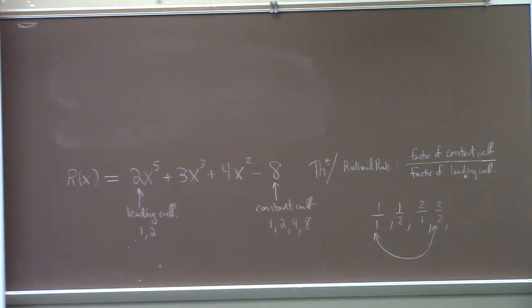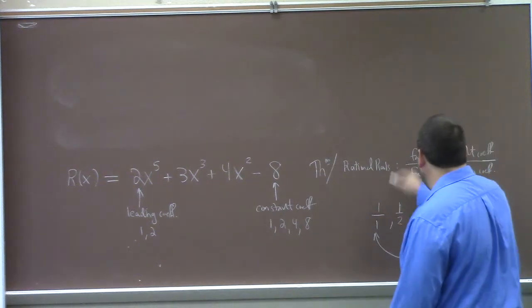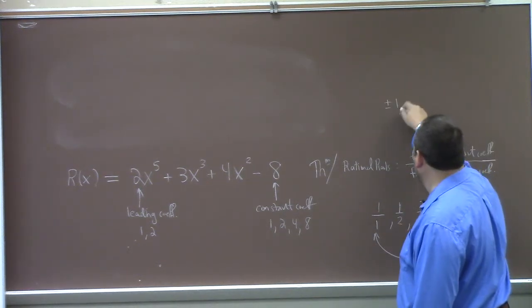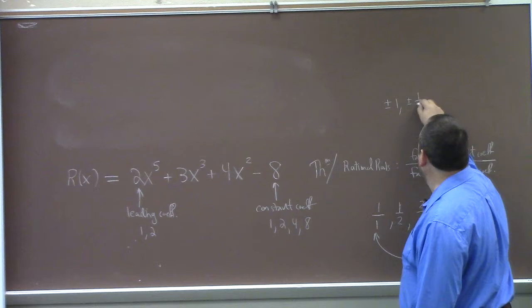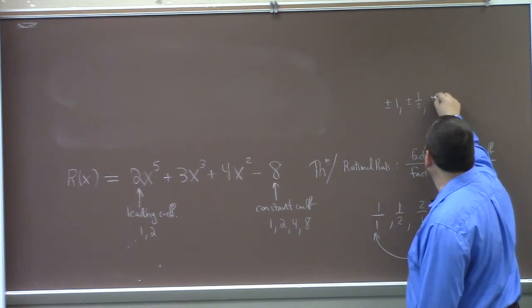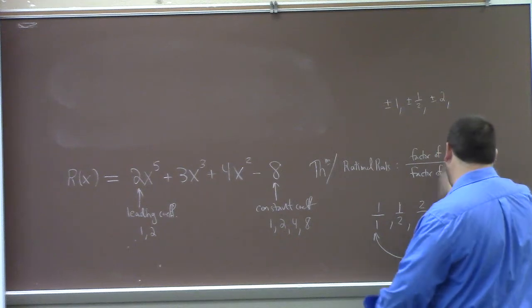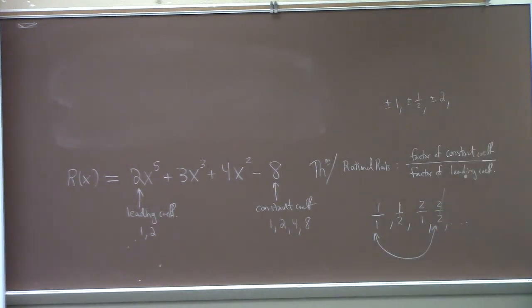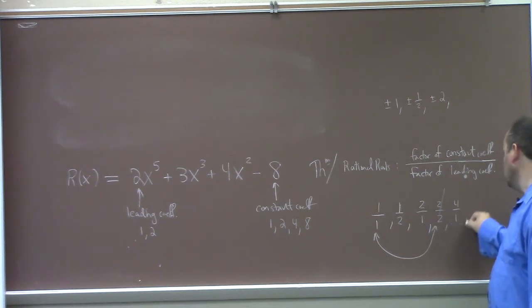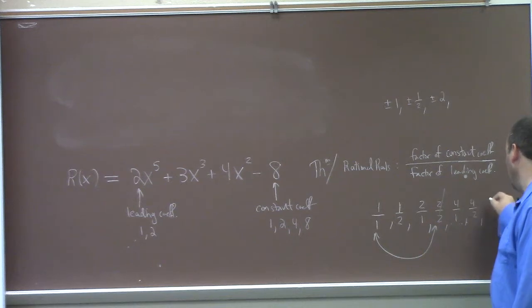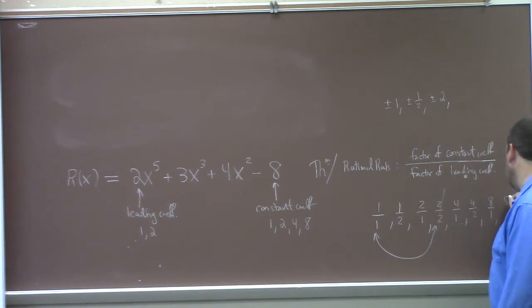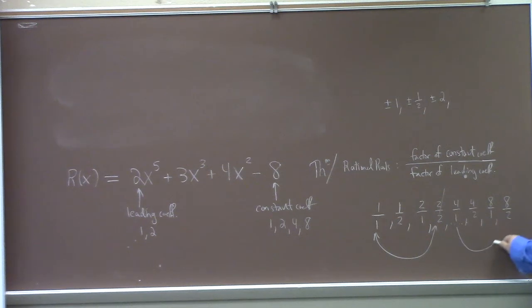Right, yeah, so of what I've already written, I would have plus or minus 1, plus or minus a half, plus or minus 2, and then this one just doesn't matter, right? Like 4 over 1, 4 over 2, 8 over 1, 8 over 2. So you notice also this one and this one are the same, right?